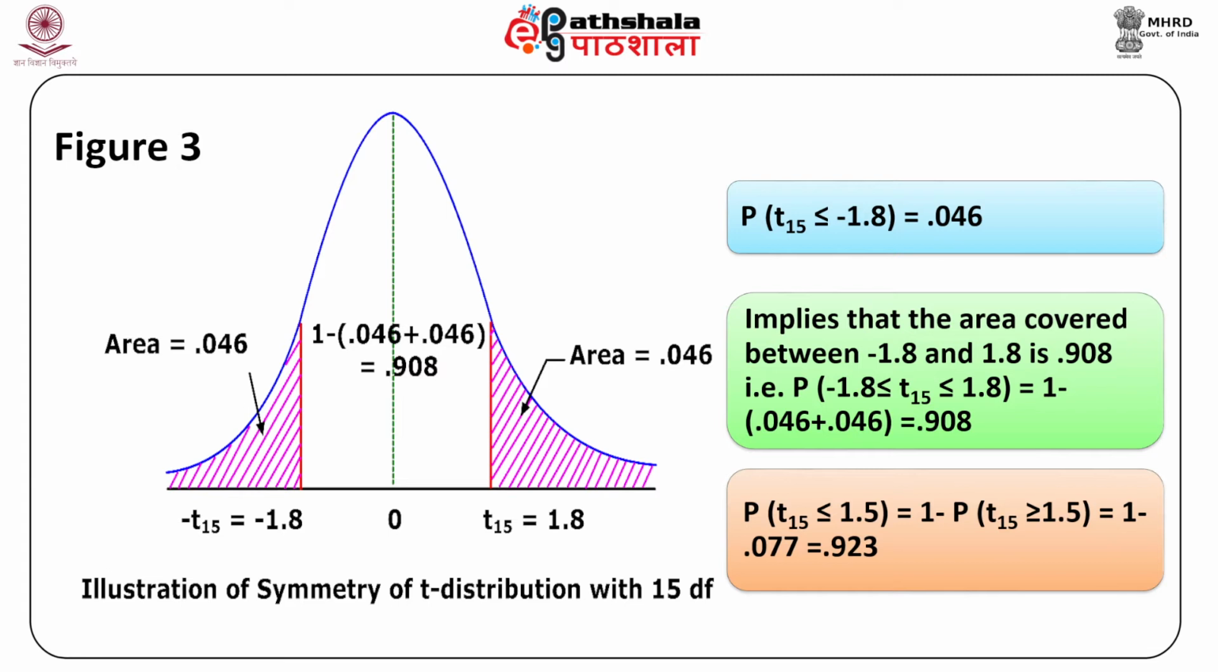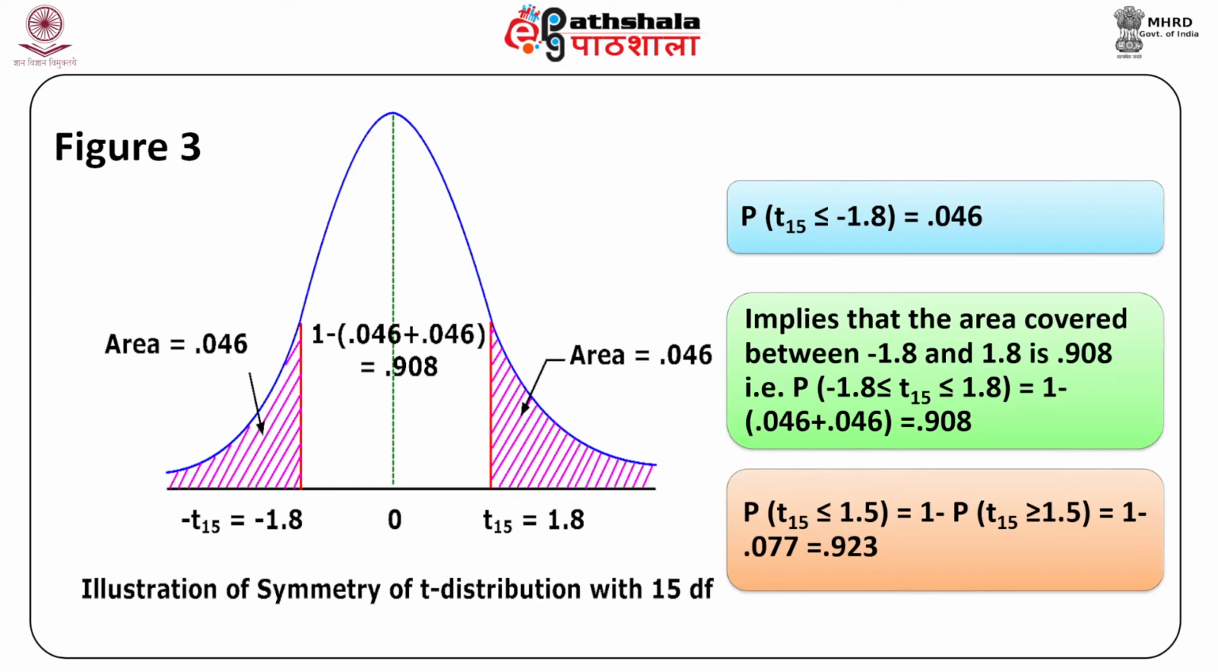This further implies that the area covered between 1.8 and minus 1.8 is equal to 0.908, which means the probability that T15 is between 1.8 and greater than or equal to minus 1.8 is equal to 1 minus 0.046 plus 0.046, hence is equal to 0.908.